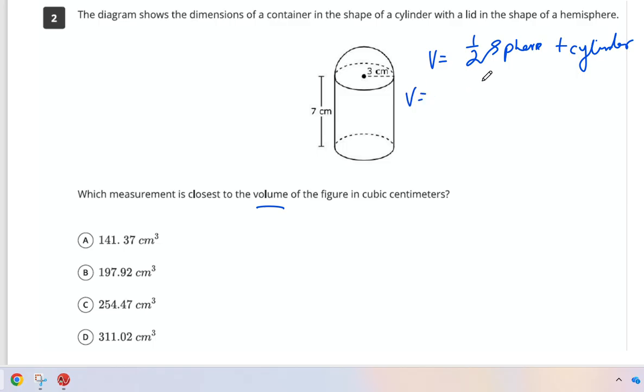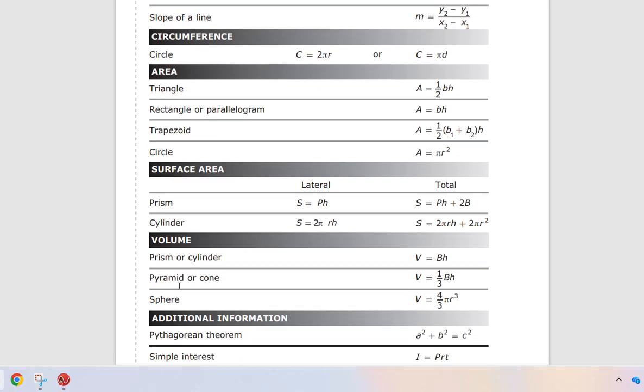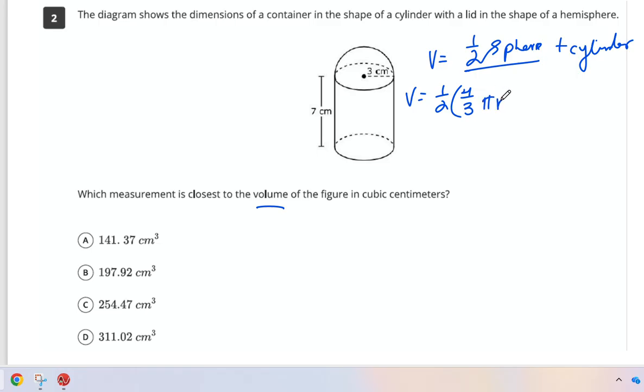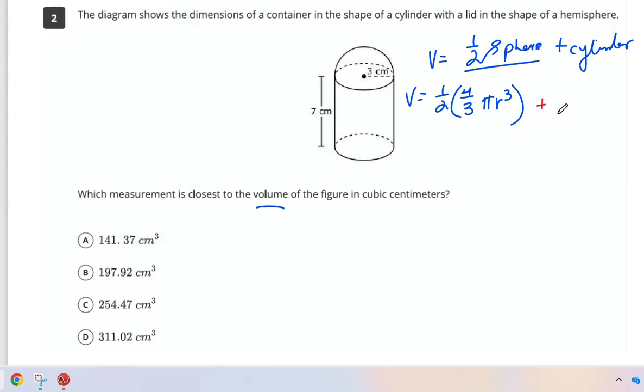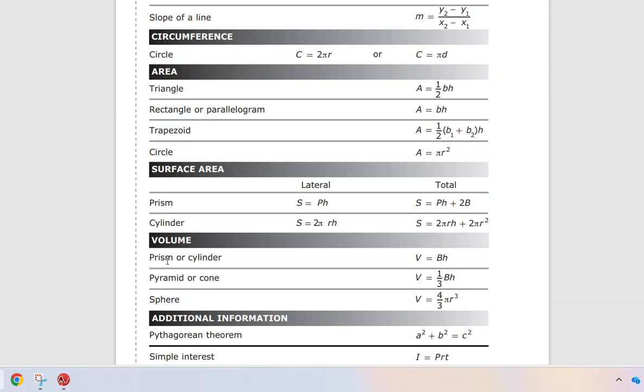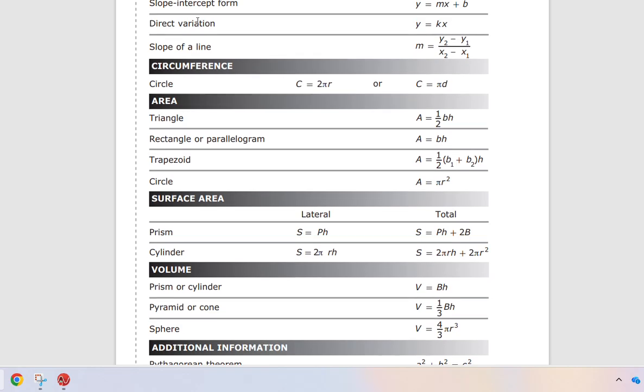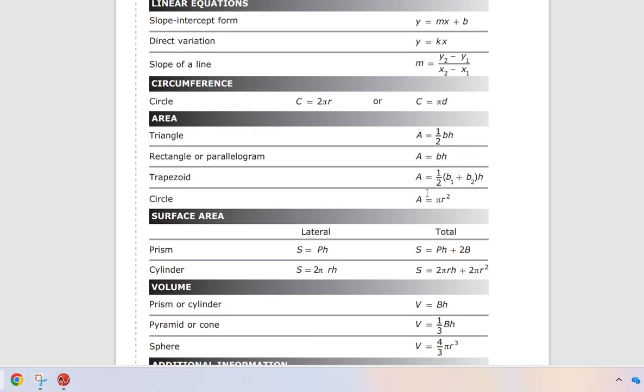Okay, so I'm going to do this color coded. So we're going to do a half of a sphere, and for a sphere it's going to be 4/3. Let me come back up here and show you. The volume of a sphere is 4/3 pi r cubed. I just go off of this reference material. And then we're going to go with the cylinder. The volume of a cylinder is BH, but remember the cylinder has a base of pi r squared area. There it is.